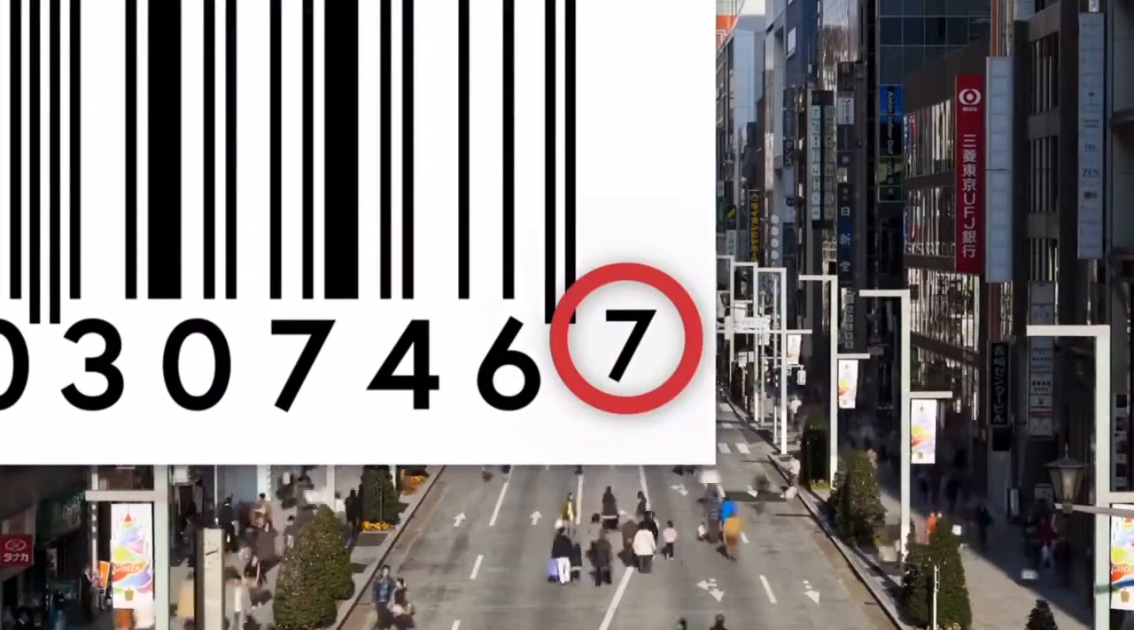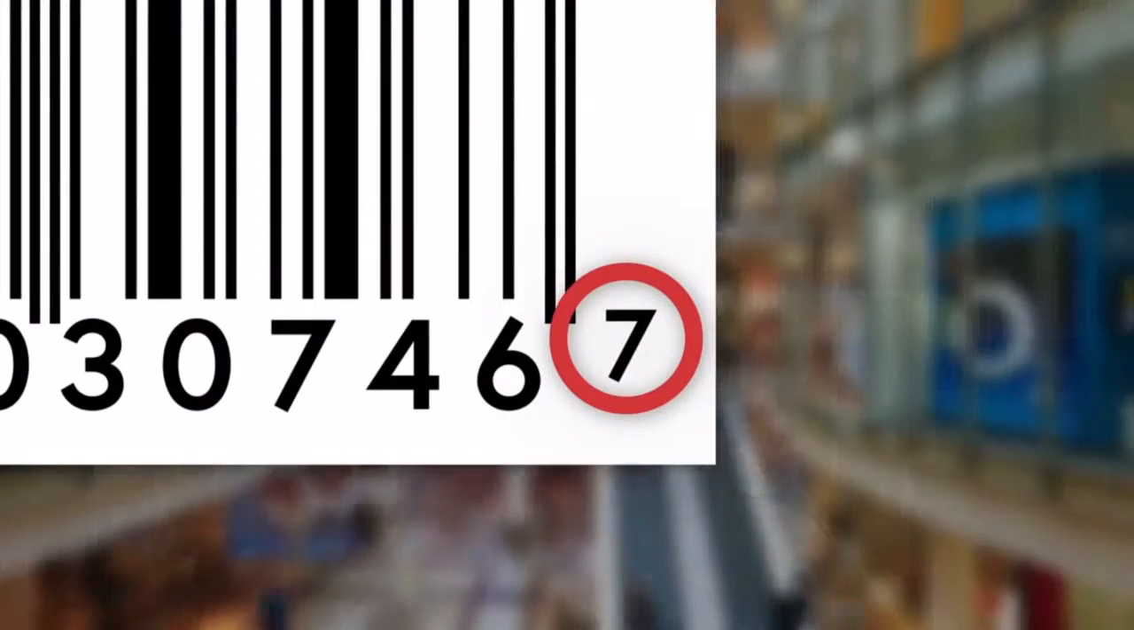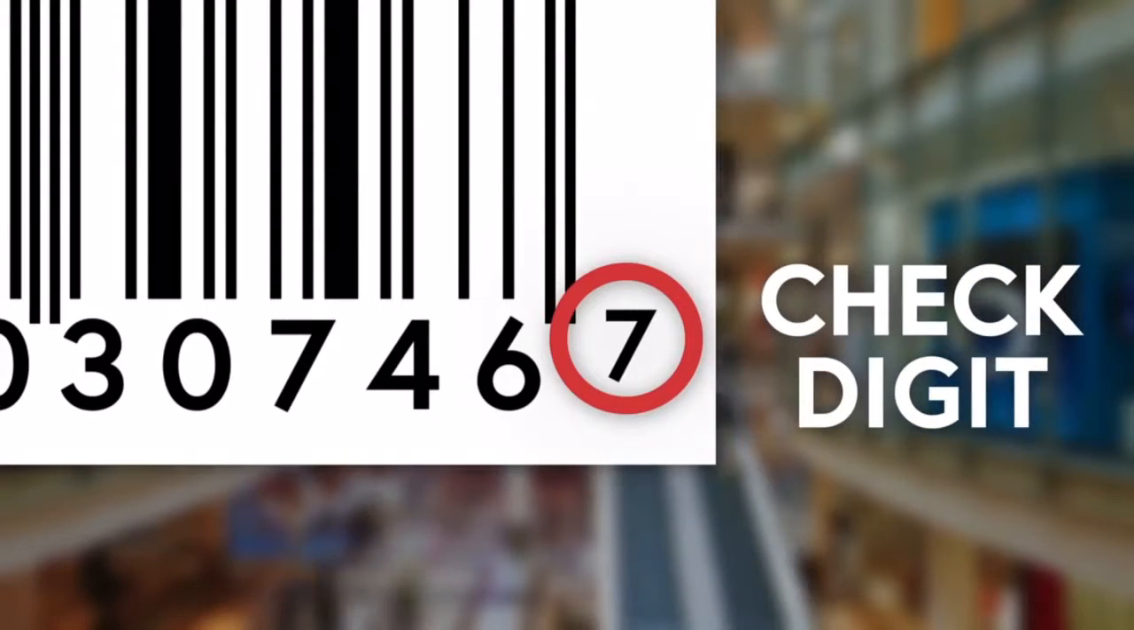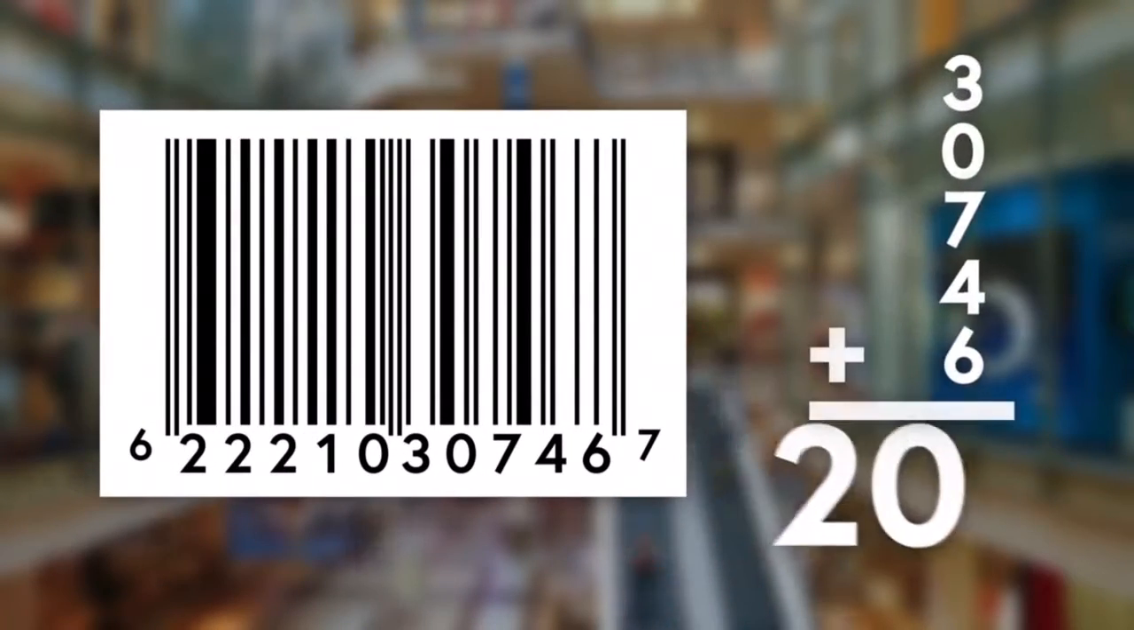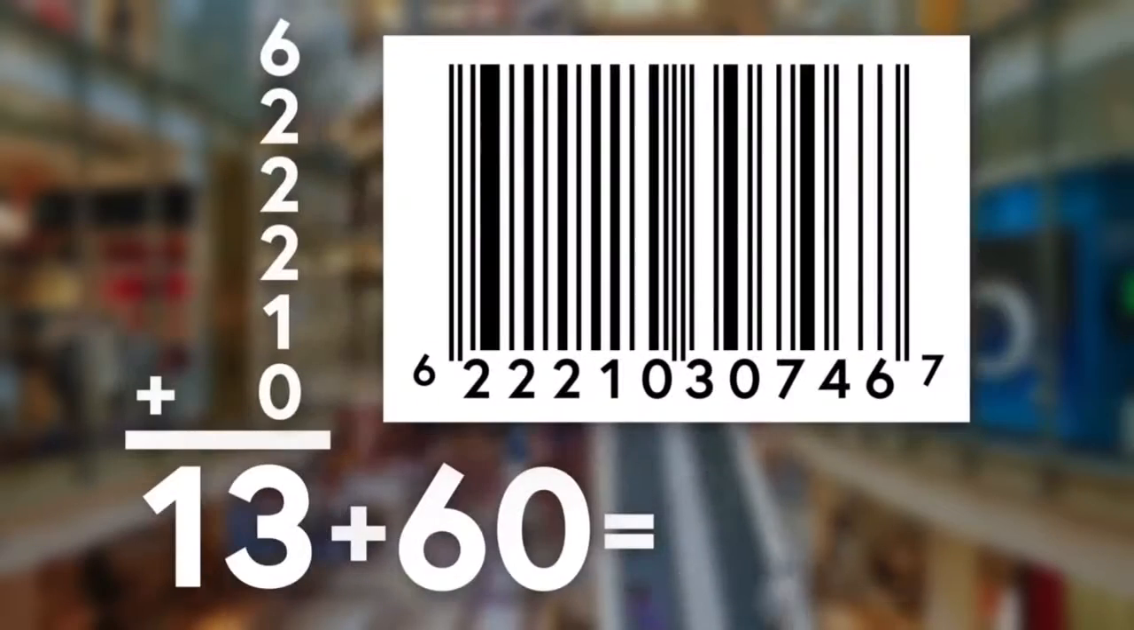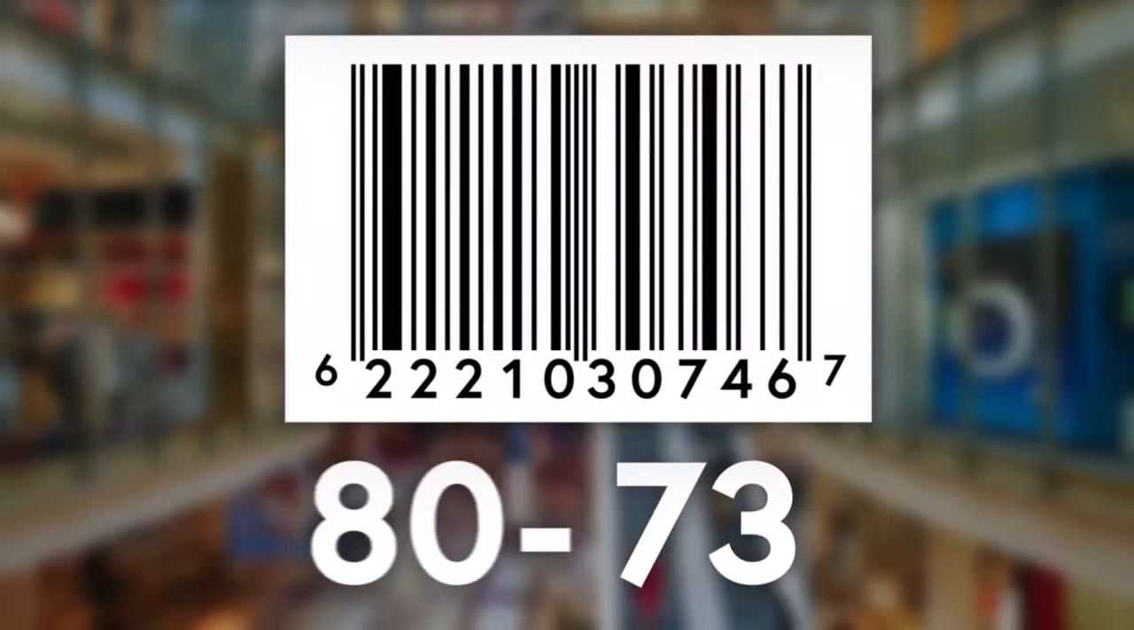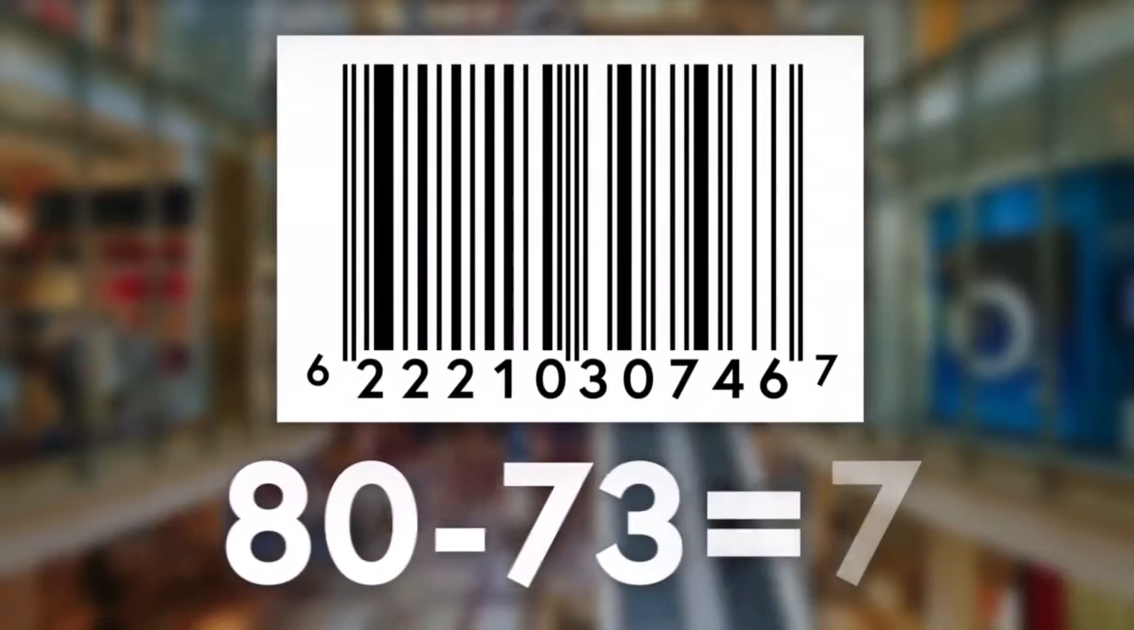This is there to make sure that the scanner read the rest of the digits correctly. It's called the check digit. What you do to calculate the check digit is to add the numbers from all the odd number positions, multiply by 3, add the even number digits, and then subtract that number from the nearest multiple of 10. Easy, right? At least if you're a machine. If the result equals the final number, the machine knows that it read the barcode correctly.